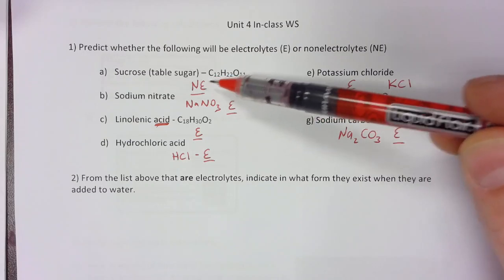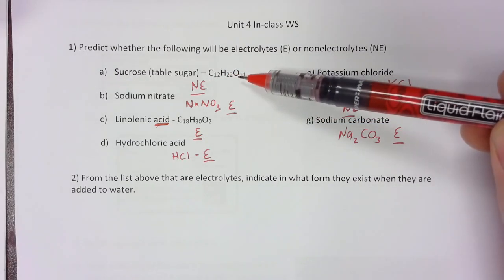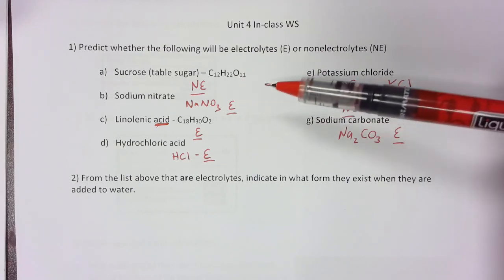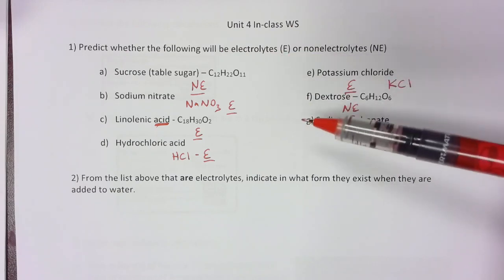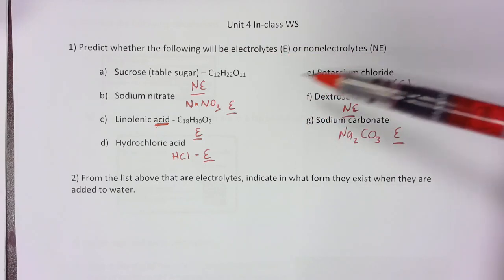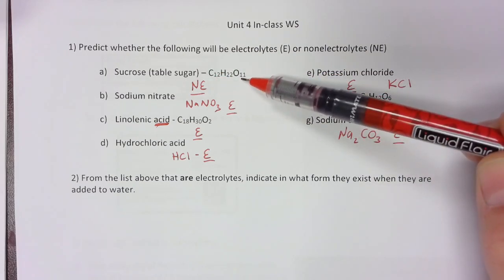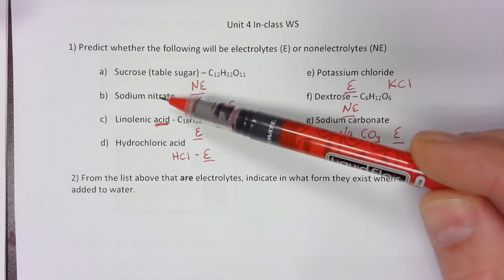The first one is sucrose. Sucrose is all nonmetals, and it's not an acid. If you remember in class, the way we described electrolytes and non-electrolytes was that electrolytes are acids or ionic compounds, and non-electrolytes are going to be everything else. So this is nonmetals, and it's not an acid, therefore it is a non-electrolyte.